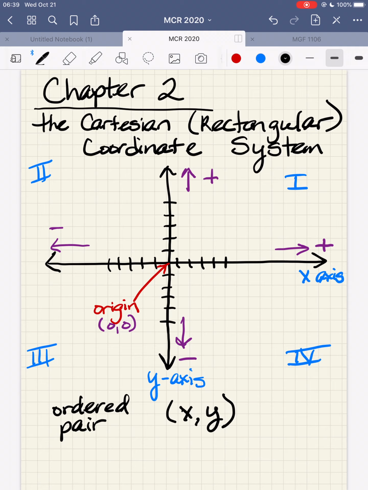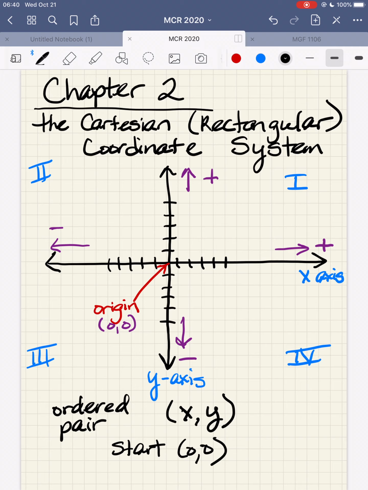And what we do with an ordered pair is the first thing we do is we navigate right or left, the direction of y, or x, sorry. And we travel either left or right, depending on if it's positive or negative, from the origin. So we always start at the origin. So we start at 0, 0 when we plot points. Okay. And then once we get to our x value, we don't put anything. And then we look at our y value and go up or down from that x value that we already plotted.